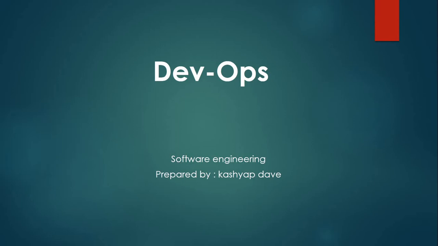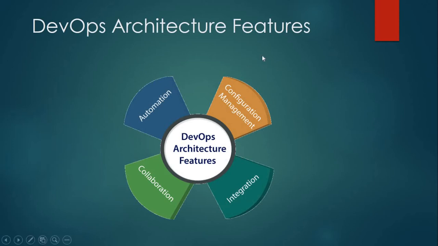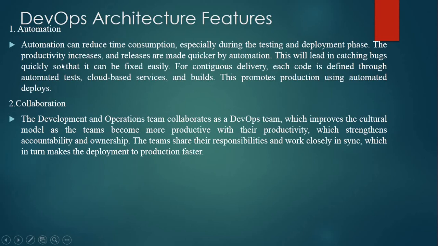In previous video lecture we have discussed about introduction of DevOps. In today's video lecture we will discuss features of DevOps. So these four are the features of DevOps architecture: automation, configuration management, integration and collaboration. Okay. So first one is automation.